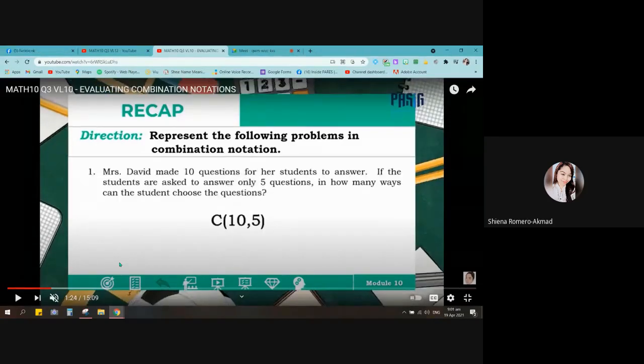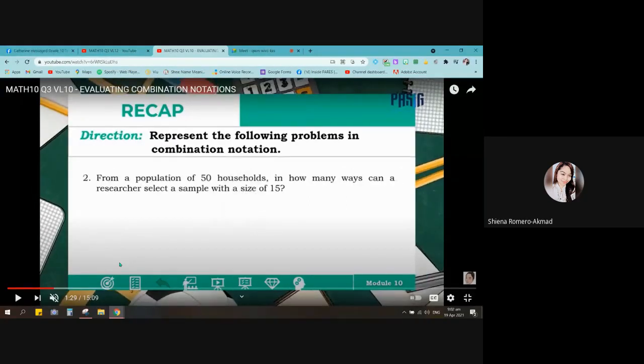So, when you compute that, as one of you said, let's check the answer: that's 252 when we compute it on the calculator, since you don't know the formula yet. Next: from a population of 50 households, in how many ways can a researcher select a sample with a size of 50? What will be our combination notation here?